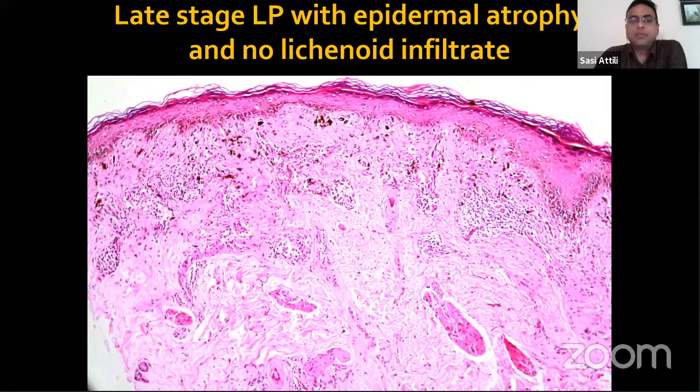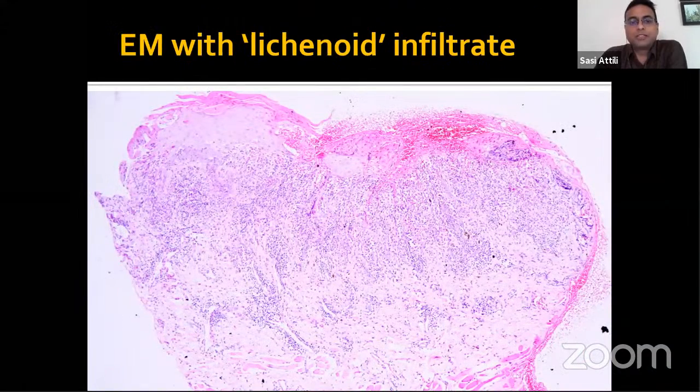This is an example of erythema multiforme in the acute stage where the inflammation is lichenoid. It is band-like, and here it is obscuring the dermo-epidermal interface. Okay. So though traditionally there is a classification, the classification has to be taken with a pinch of salt, and it only implies that that particular lesion is either cell-rich or cell-poor.